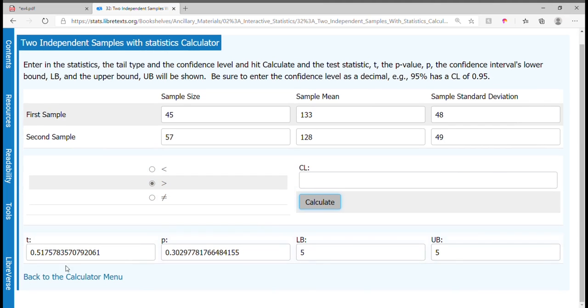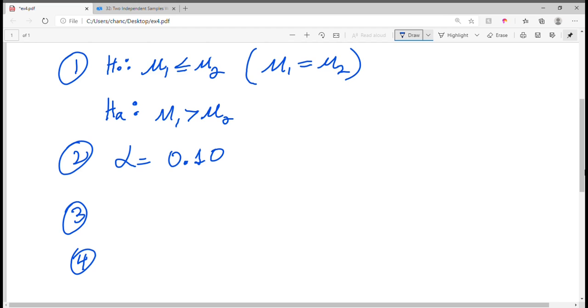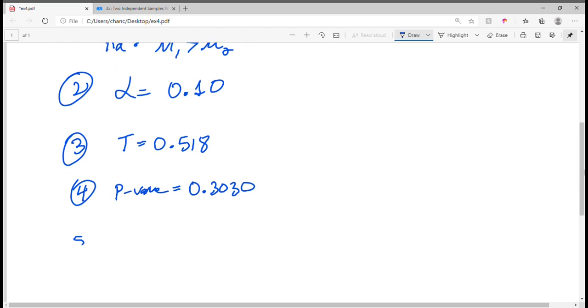We have our test statistic, our t statistic, and we have our p-value. So now we can enter these into our problem. In step 3, we have the test statistic t is equal to 0.518. And in step 4, our p-value is equal to 0.3030.